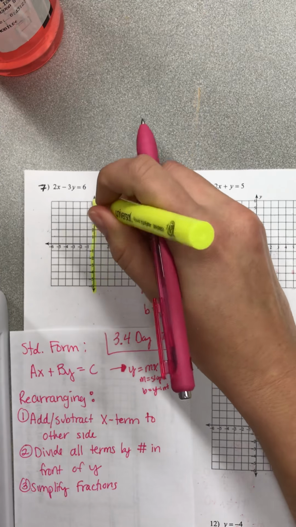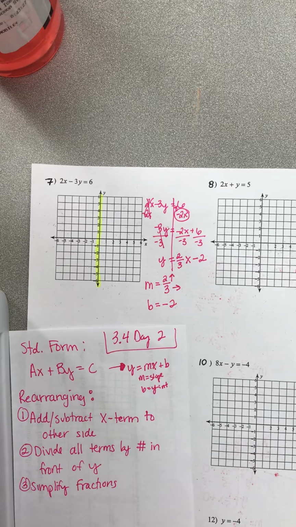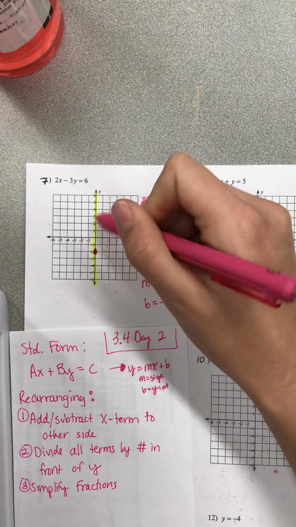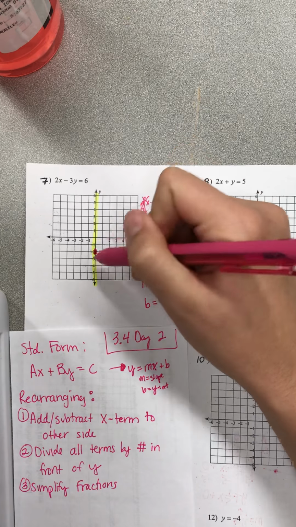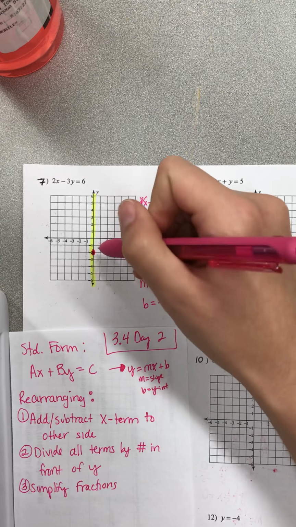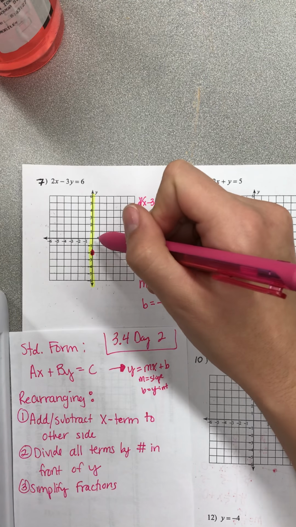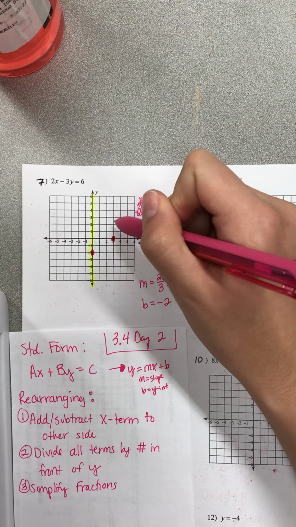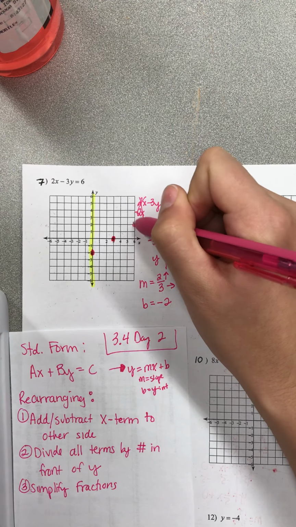If you highlight your y-axis to get you started, you go down to negative 2 and you plot your first point. Your first point will always be on the y-axis. From your first point, you go up 2 blocks and right 3 blocks. So up 1, 2, right 1, 2, 3. And if I do it again, up 1, 2, right 1, 2, 3.